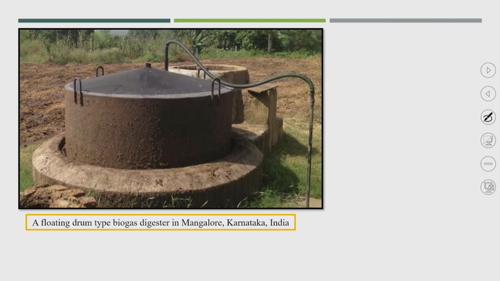So, this was the one floating drum type. You see here, this is metal constructed. This is the civil construction material for the lower side of the reactor, and this floating drum is of metal, with the gas collection pipe.